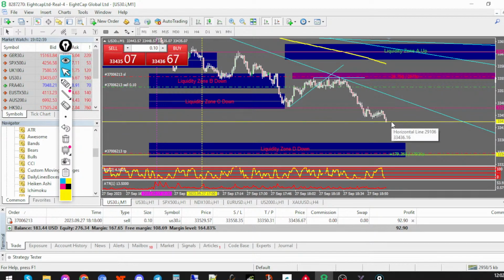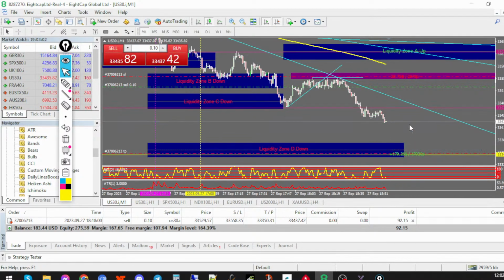So we filled that gap. So this is no longer valid. No need to have that anymore. And one gap filled, we have one left. So let's see how price comes down here.